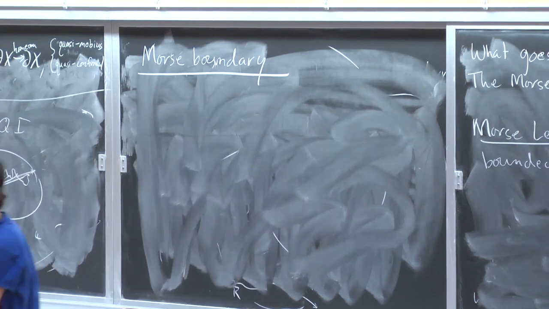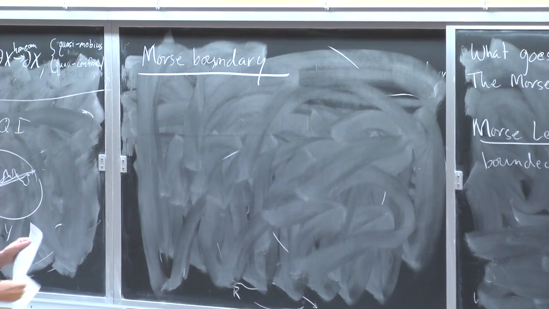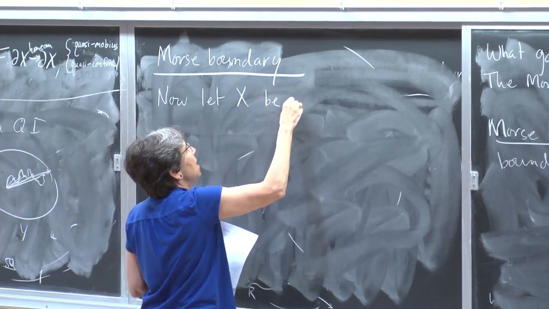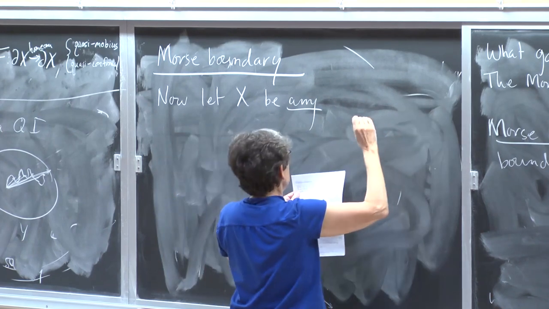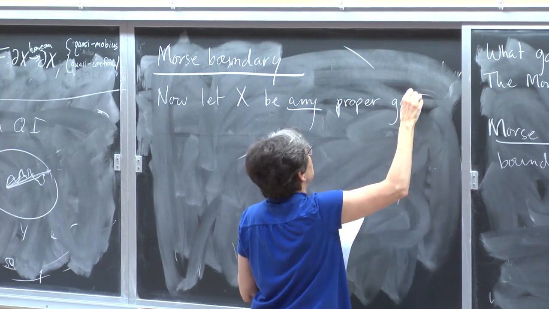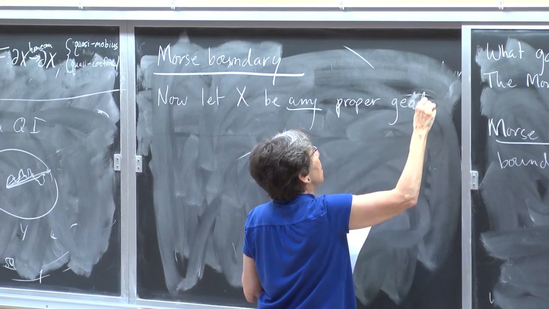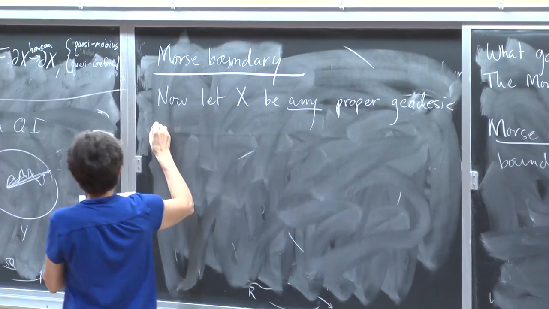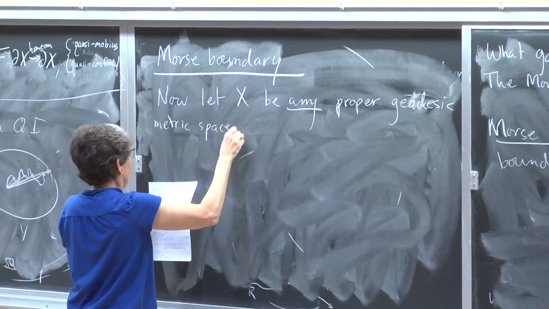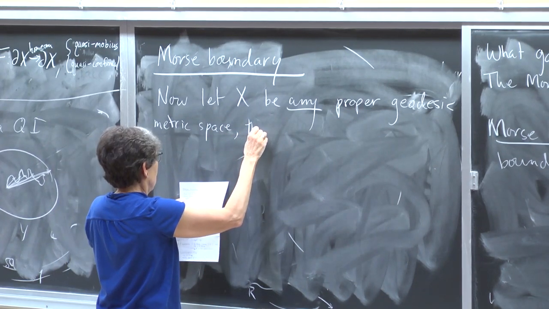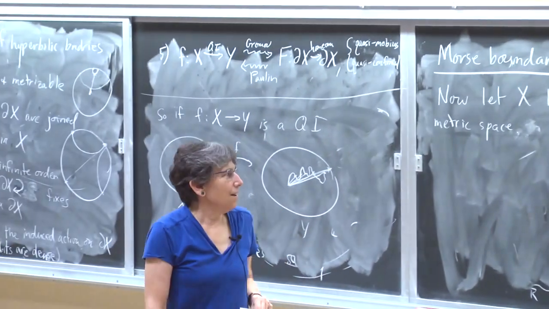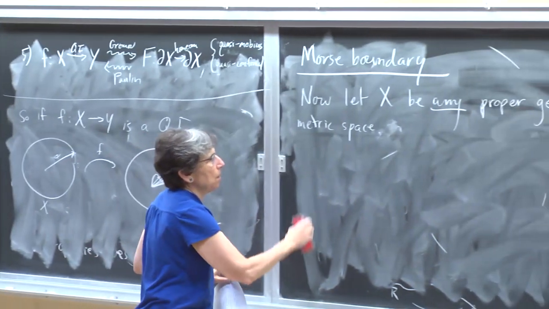OK, what conditions do I need here? Now let X be any, I guess I still want proper, closed balls are compact, so a proper geodesic metric space. It doesn't have to be hyperbolic anymore. Any proper geodesic metric space.